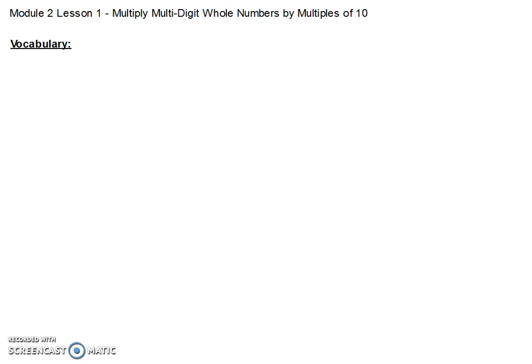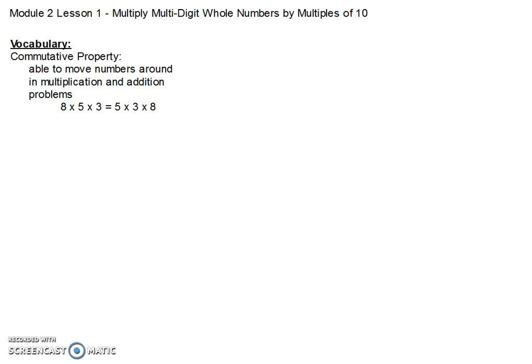For Module 2, Lesson 1, we are going to be multiplying multi-digit whole numbers by multiples of 10 in order to prepare ourselves for multiplying multi-digit numbers together. One of the vocabulary words we really want to pay attention to for this lesson is the commutative property. In the commutative property, you see that word commute. And that means that the numbers are able to move around when you are multiplying and adding.